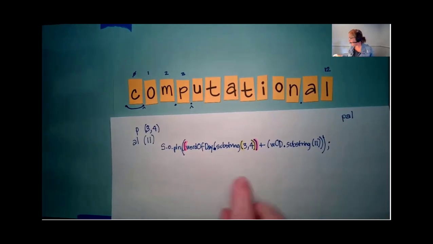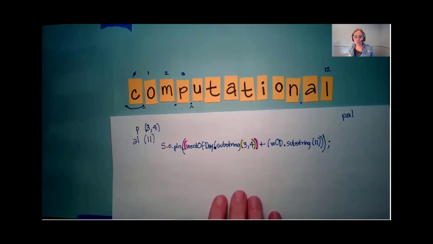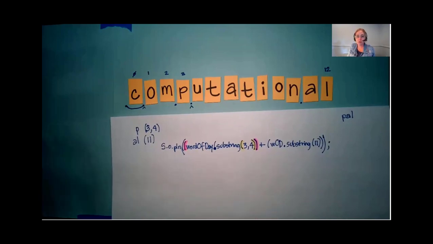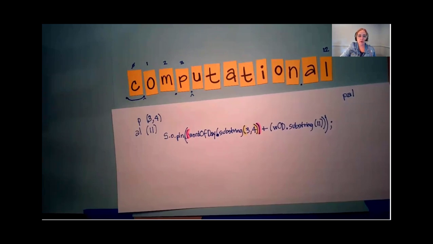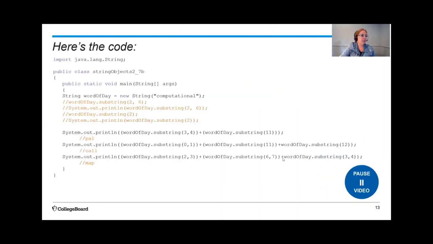So since this is a long 13-letter word, I can make many other words from it. And with those, I can really emphasize the use of the substring method. So let me switch back. I'm going to show you my code and hopefully inspire you to do your own little word in a word activity. Here's my code. You can pause the video and look at it. I've made the word pal and call and map.